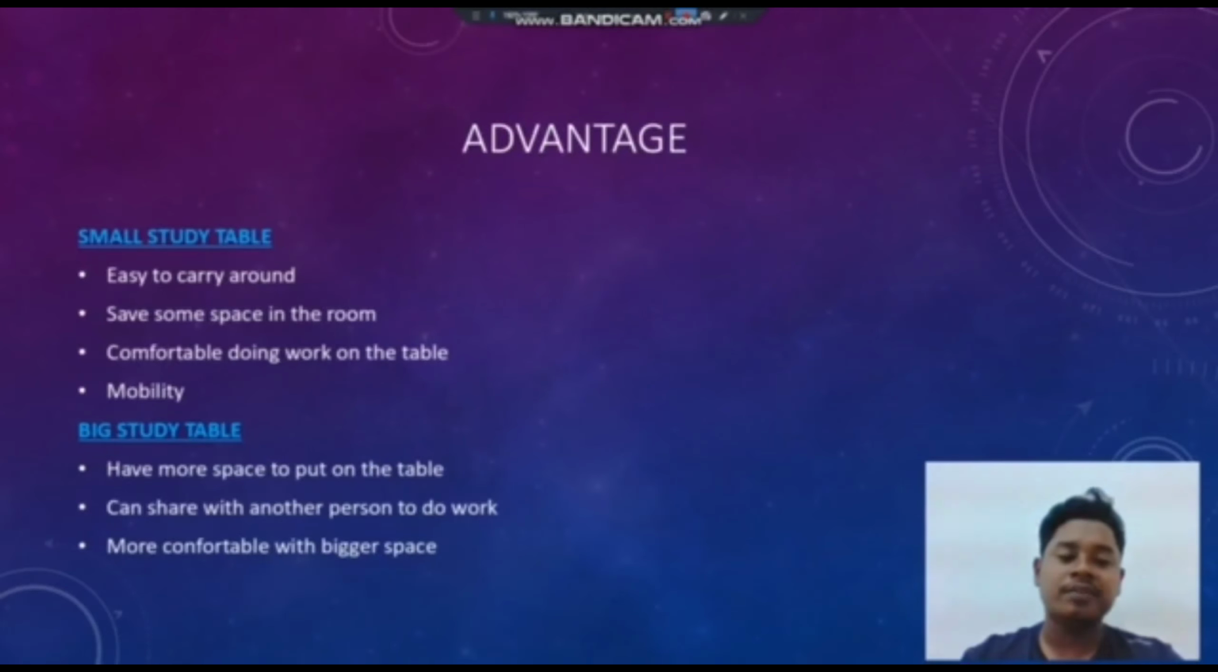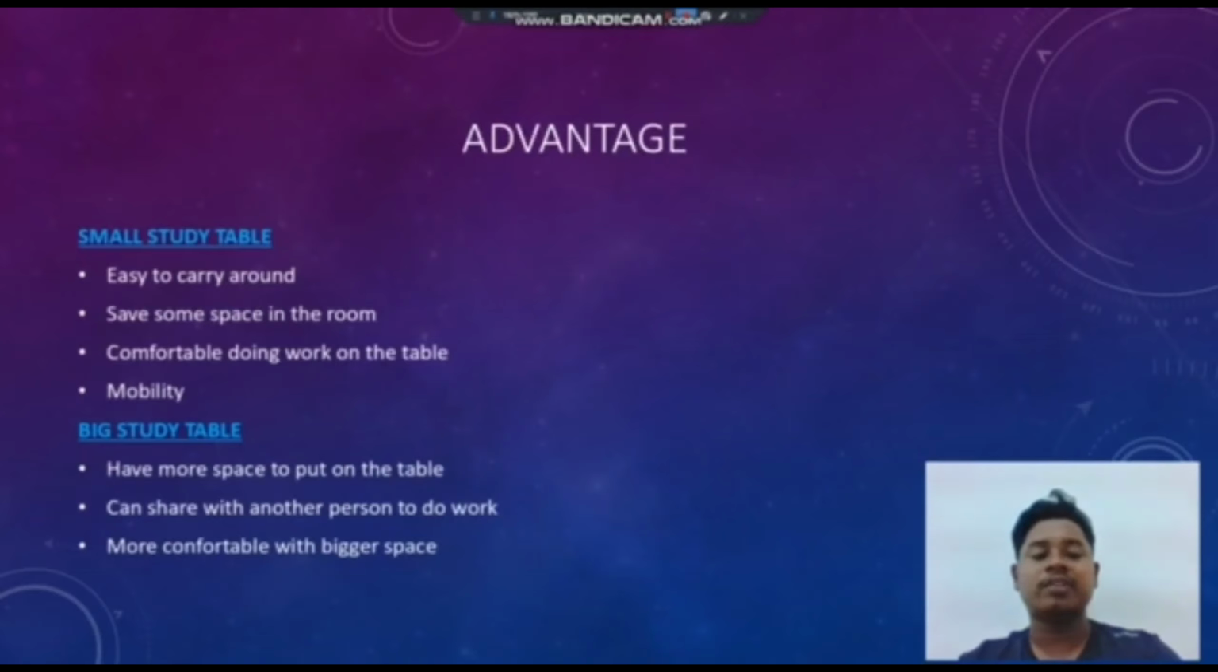I want to discuss the advantages of a small study table and a big study table. For a small study table, firstly, it is easy to carry around. You can carry the study table to class, the library and everywhere. Second, it saves some space in the room. After you use the study table, you can fold it and keep it in the closet.